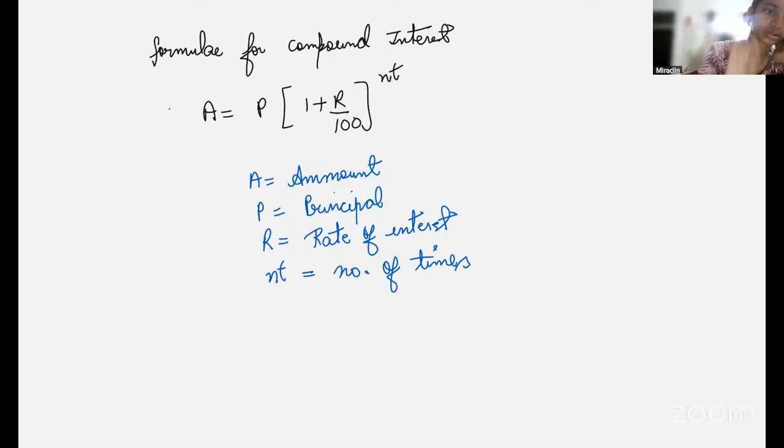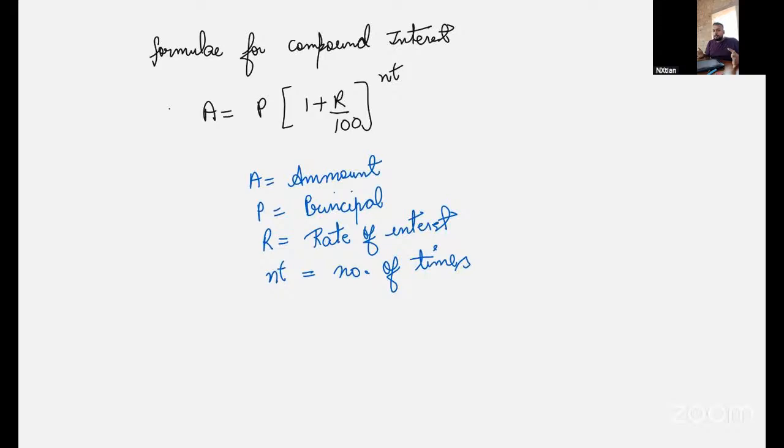Listen carefully. January, February, March, April, May, June. Done, 6 months done. You will calculate interest, so one time done. And then July, August, September, October, November, December. Again 6 months done, then again you will calculate the interest. So in 1 year, how many times do you calculate the interest? Two times. The value of nt will be 2. Did you understand?